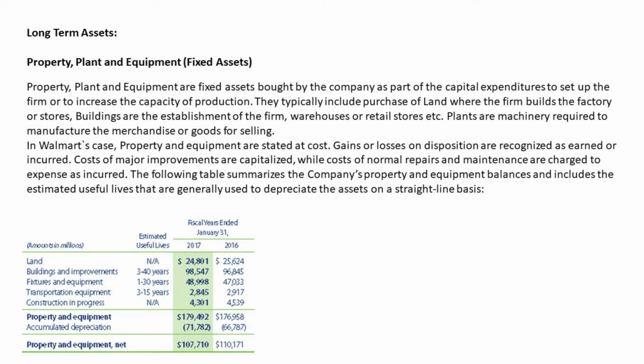Land is valued at around $25 billion in 2017, which has gone down from the 2016 value. Buildings and improvements' estimated useful lives are reported as 3 to 40 years, which is quite true, and reflects a real picture. And the range is way too high, right? 33 to 40 years. And so here buildings and improvements are valued at $98.5 billion. And so these are stated at cost.